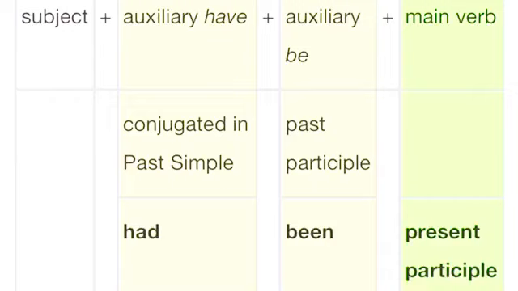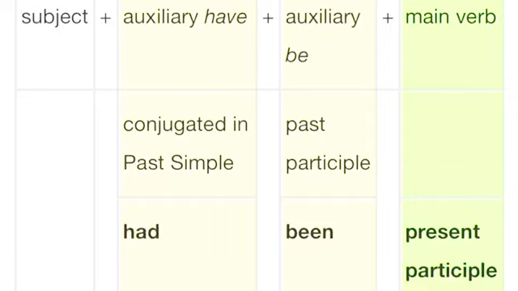Now you need to understand the usage of the same thing. Got it? Now see, you have subject plus the auxiliary have. The first auxiliary verb, that is have, is conjugated in the simple past, that is invariably had. Now the second auxiliary verb be is invariably in the past participle form, that is been. Understood? And then the main verb that you will be using should be in present participle form. Keep this in mind.